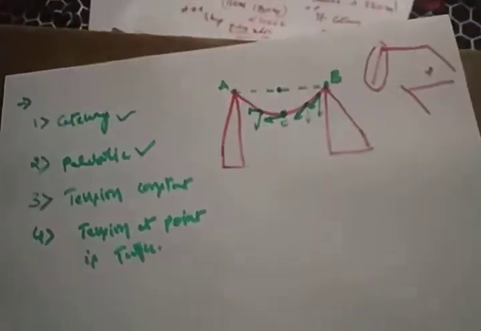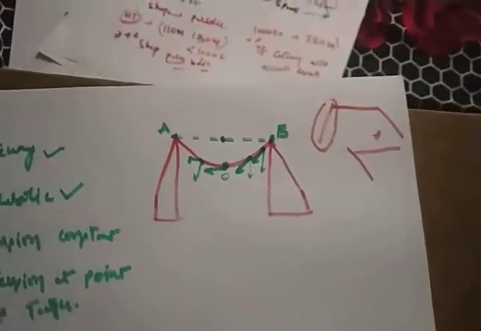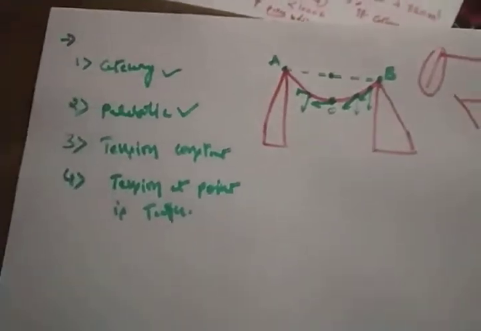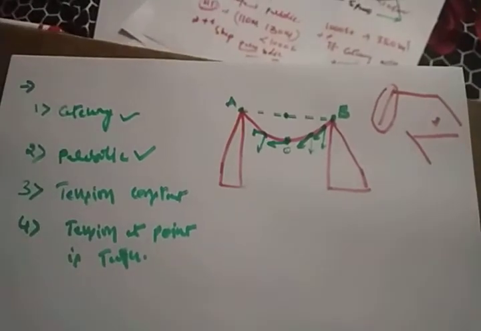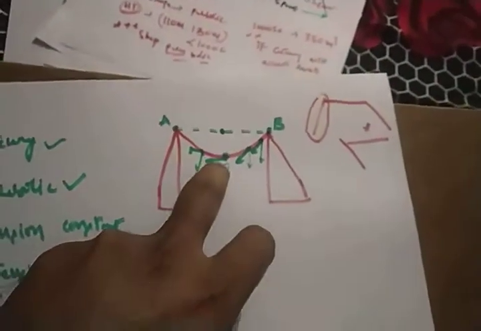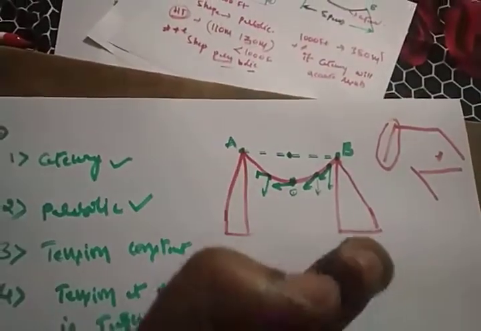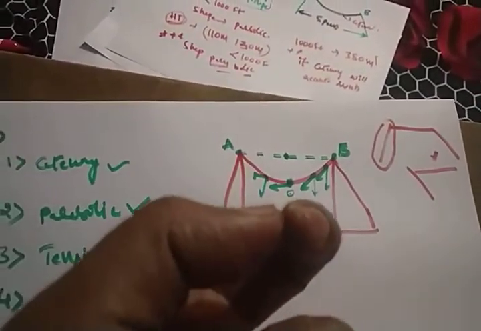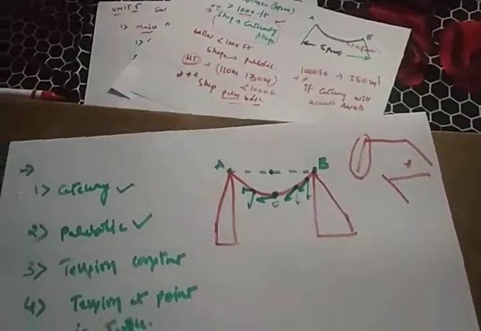So what are the observations that we get from the transmission line curve? The first one: if the load is assumed to be uniformly distributed and concentrated at the midpoint, then the curve is catenary. If the span is greater than 1000 feet, the curve is a catenary curve. If less than 1000 feet, then the curve is a parabolic curve. If the curve is catenary, we will get accurate results.